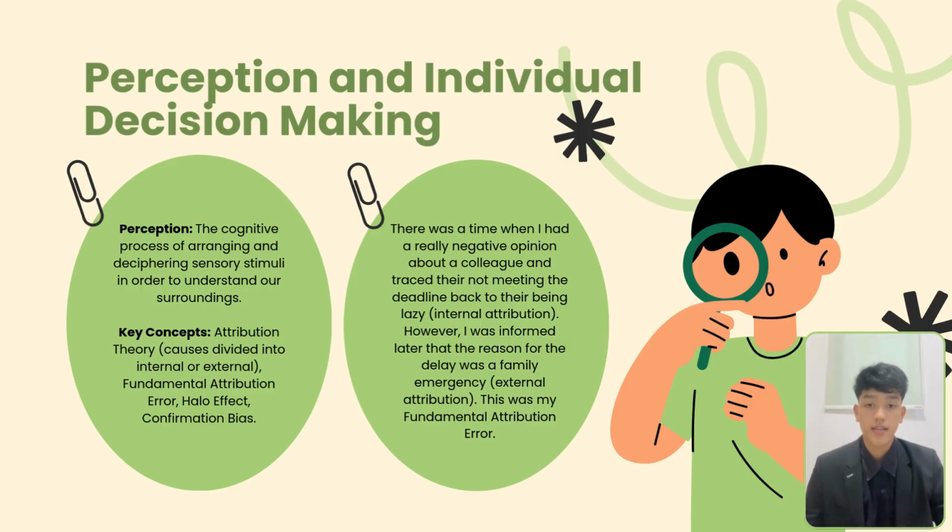But I later discovered a family emergency was the real reason, which was an external cause. This was a classic example of the fundamental attribution error, where I overestimated personal factors and underestimated the situational ones. It was a powerful reminder to pause and seek the full story before making a judgment.